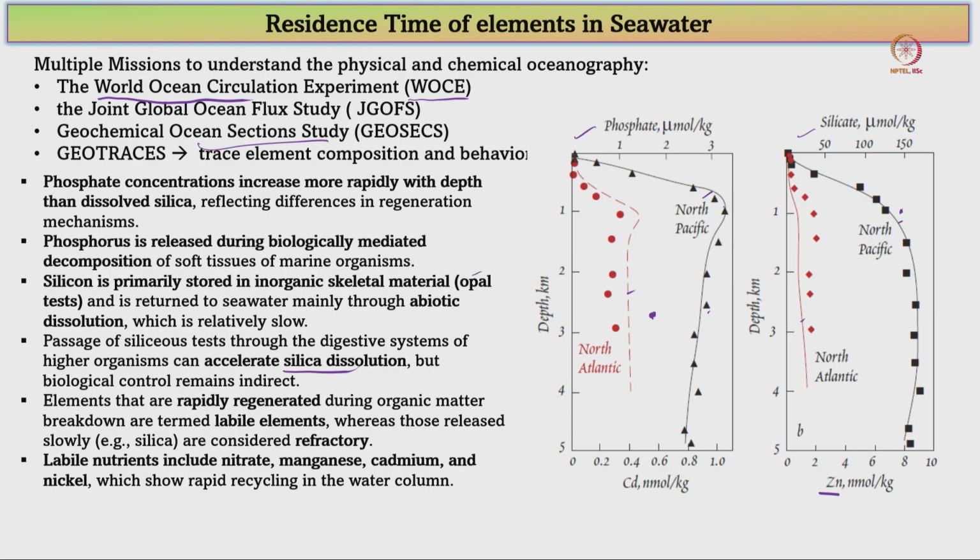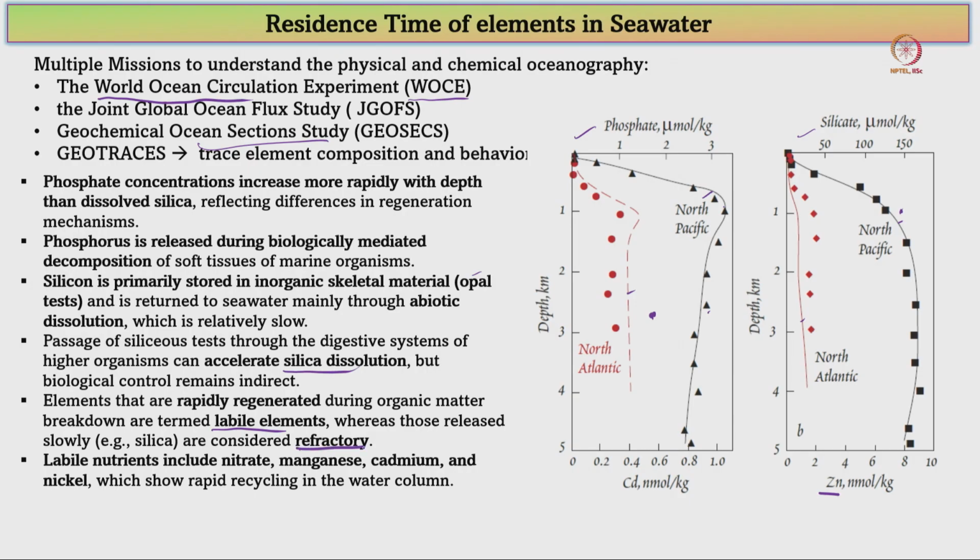Elements that get rapidly regenerated during the organic matter breakdown are called labile elements. For instance, phosphorus, okay, so they are labile. So nitrate, manganese, cadmium, nickel, okay, they are rapidly recycled. They are the more labile elements as compared to silica, which is more refractory, which is inside the skeleton and whose process is much more slow as compared to the other labile elements. So it is called the refractory element.